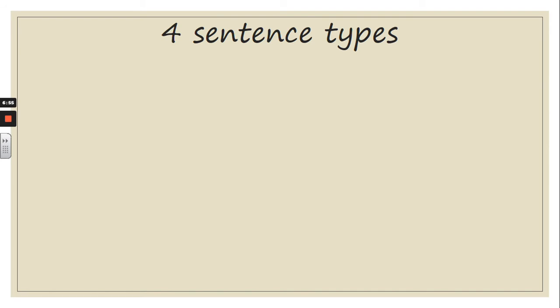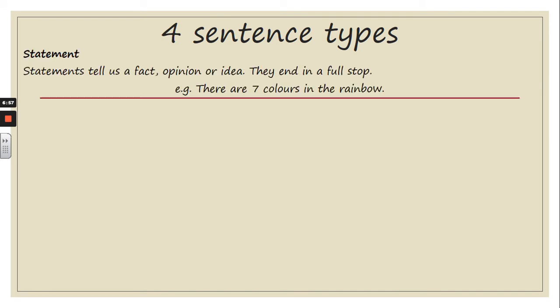Okay, there are 4 main sentence types. So the first of those sentence types is a statement. A statement tells us a fact, an opinion, or an idea. They end in a full stop. So there are 7 colours in a rainbow, or it could be something like you find lions in Africa. There are lots of different examples that you could have for that one, but it's a basic sentence which tells us a fact, an opinion, or an idea. And that just ends in a full stop.